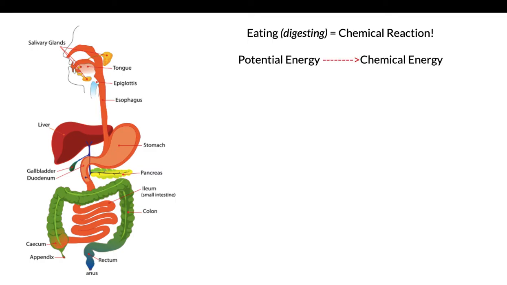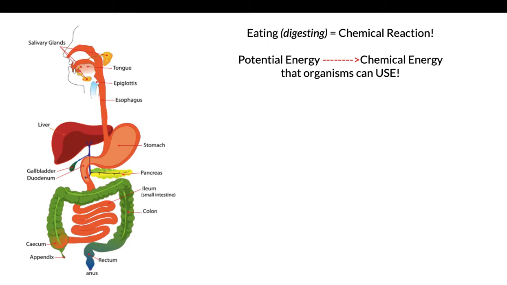Here's why. We're taking potential energy. So let's just pretend we've got an apple. That apple, that fruit, has potential energy inside of it. When the apple is sitting on the counter and nobody's eating it, it's just sitting there, that's potential energy. It's not being used at all. But when a person eats that, or an animal eats it, then we're going to take potential energy and convert it to chemical energy that the organisms can use.